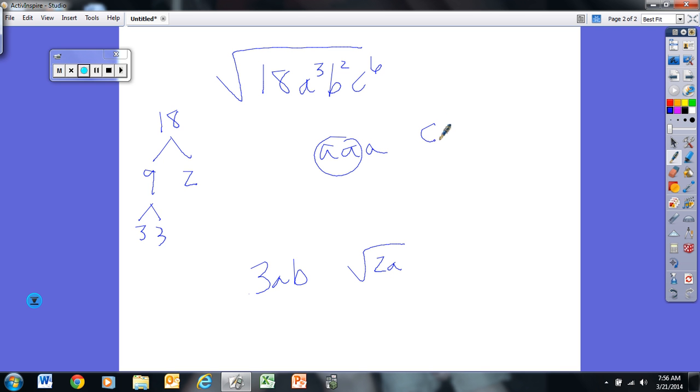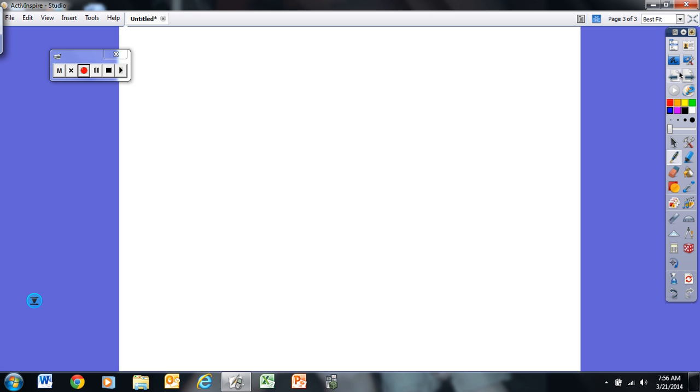And then for c to the 6th, if I wrote down 6 c's, there would be 1 pair, 2 pairs, 3 pairs, so I'd have a c cubed on the outside. What it breaks down to is if the exponent on the variable is odd, then you're always going to have 1 left over underneath. If it's even, then your square root is going to be half of the exponent. Let's do one more example.